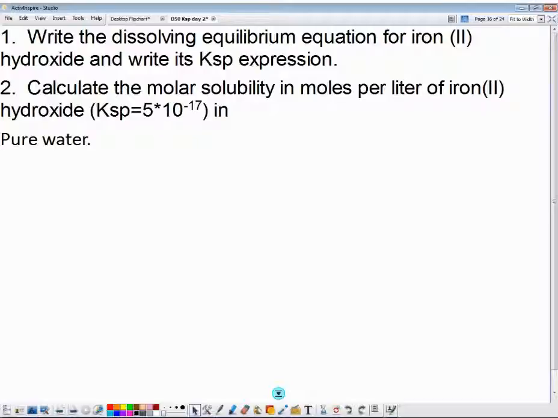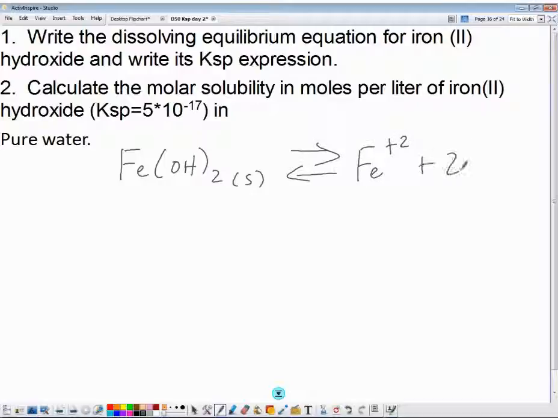All right, this question says, write the dissolving equation, the equilibrium equation, for iron 2 hydroxide and write its KSP expression. So first things first, I write Fe(OH)2 solid on the left, ions on the right. Don't ever change that. Even when you start with ions and no solid, you still put the solid on the left and the ions on the right.